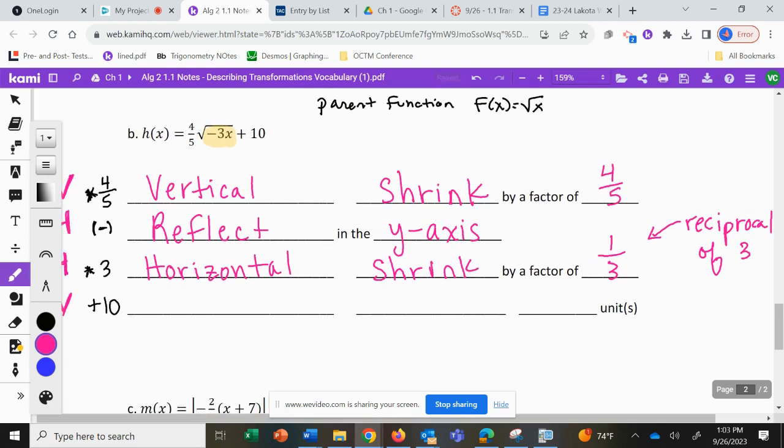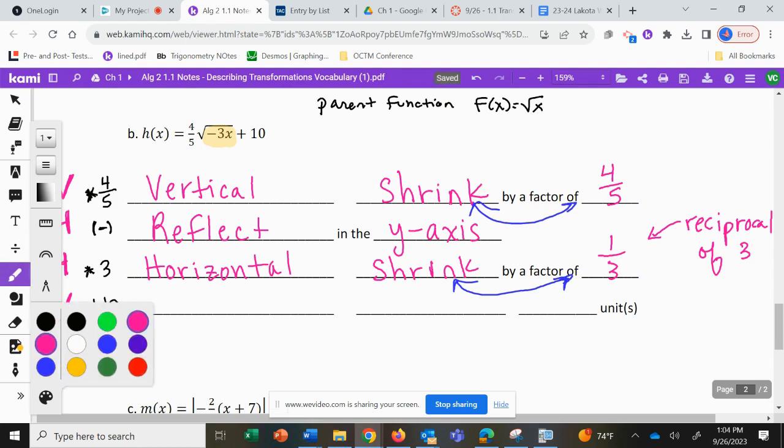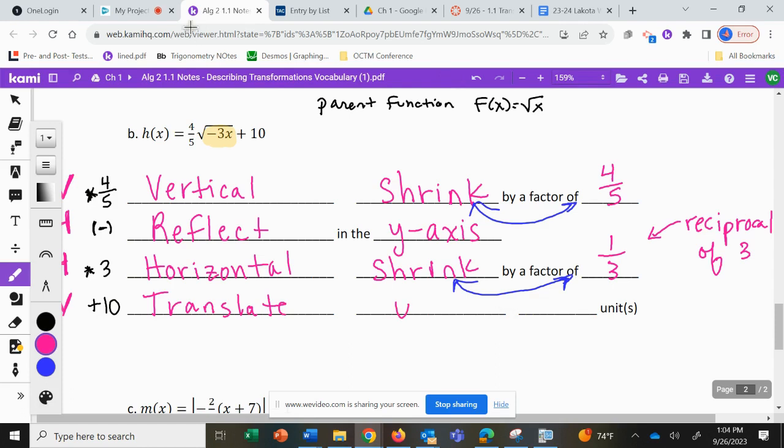So I like to go off the number I wrote here. Like these two will go together. These two things will make sense together. Just like these things will make sense together. All right, and then the last one is plus 10. That's an adding, so we're doing translate. It's vertical, so we're going up by 10 units.